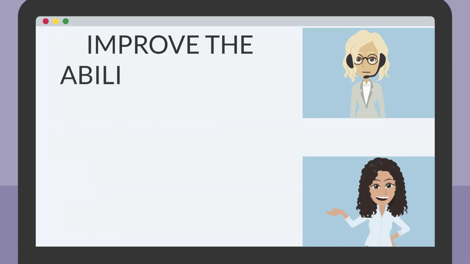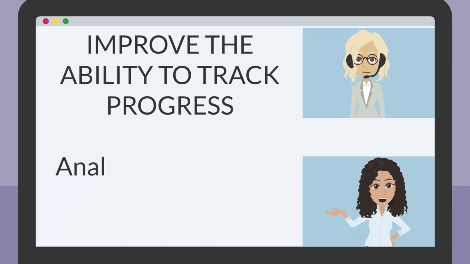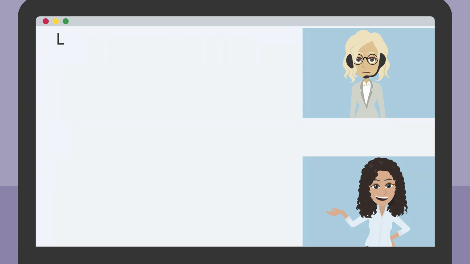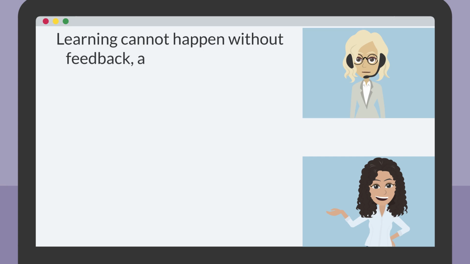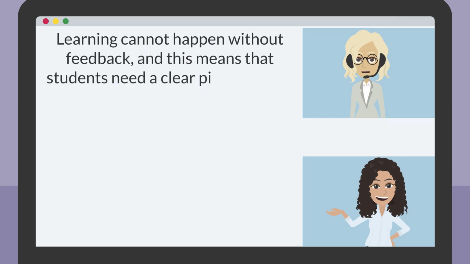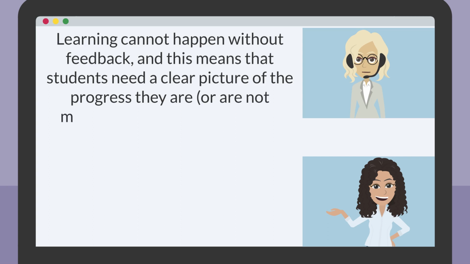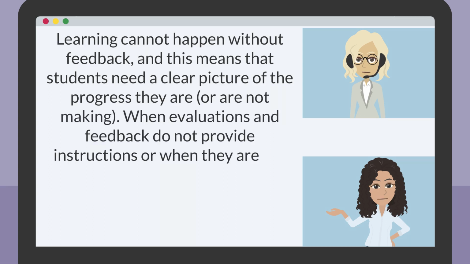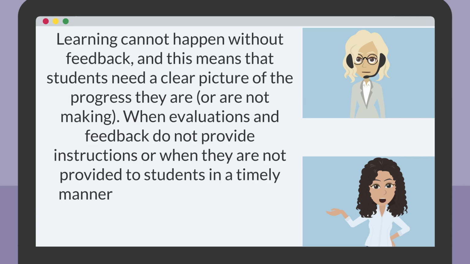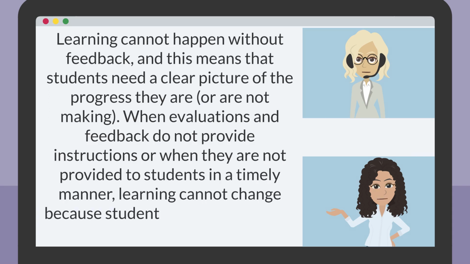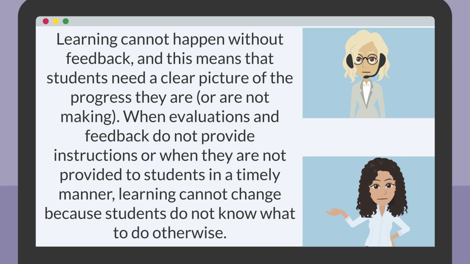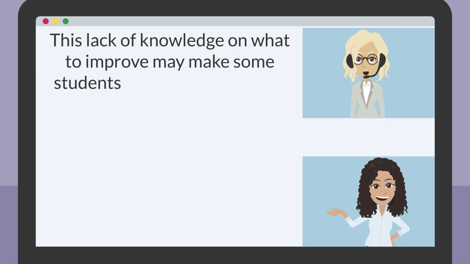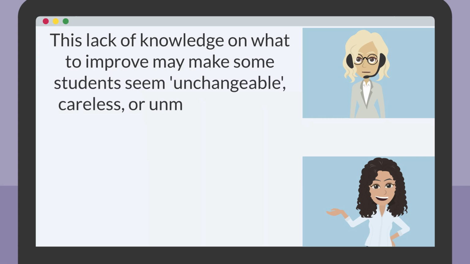Improve the ability to track progress. Analyze growth over time and how to build on it. Learning cannot happen without feedback, and this means that students need a clear picture of the progress they are or are not making. When evaluations and feedback do not provide instructions, or when they are not provided to students in a timely manner, learning cannot change because students do not know what to do otherwise.